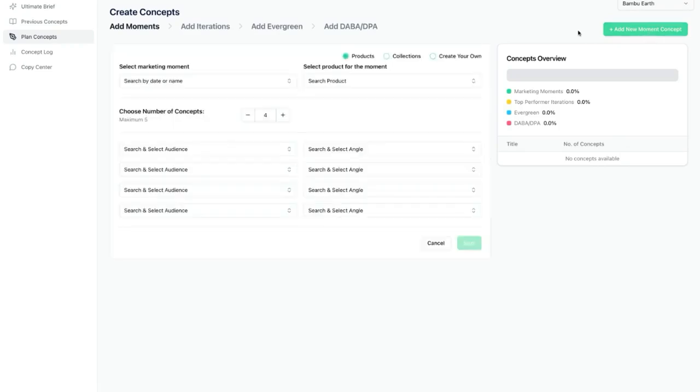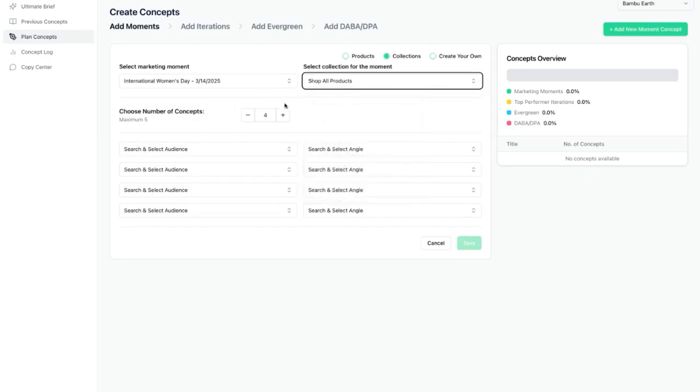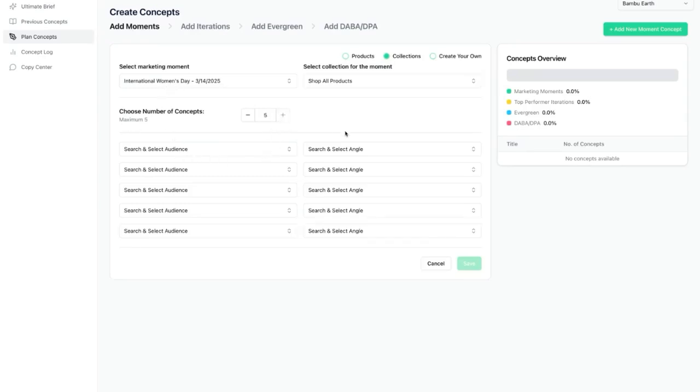Okay. So first thing it's going to do is ask me to add moments related to the calendar. It's going to give me a drop down and show me, okay, these are the calendar moments that you have upcoming. So this is, again, pulling from the planning section, from the marketing calendar. I know International Women's Day. We're going to do a collection. We're going to search the collection. We're going to do all products for this because it's a site-wide sale. I'm going to do 5 different concepts. This is a huge moment for Bamboo Earth. It's a big promotion. And I'm going to do one for each of my audiences. Okay. So this gives me the audience drop down.